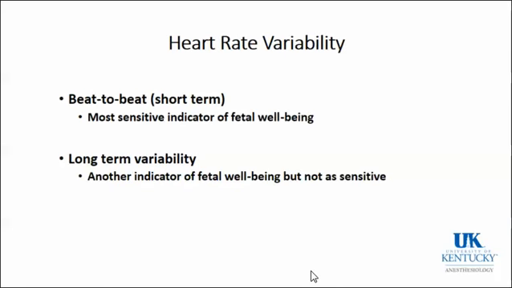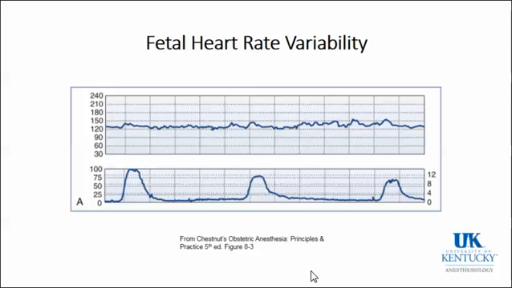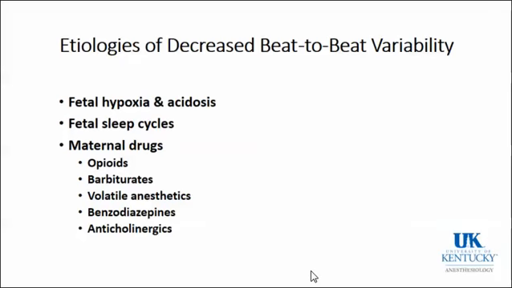Next, after you've looked at your baseline fetal heart rate, next you're going to look at your heart rate variability. And so this is going to look at primarily beat-to-beat variability. And this is actually the most sensitive indicator of fetal well-being if you have good short-term beat-to-beat variability. Long-term variability is another indicator of fetal well-being, but it's not as sensitive as the short-term. And this is just an example of what would be considered good fetal heart rate variability.